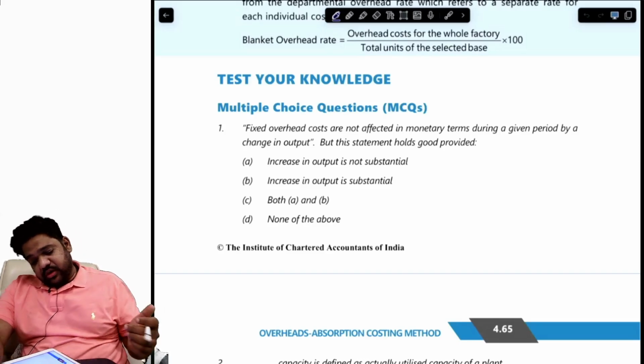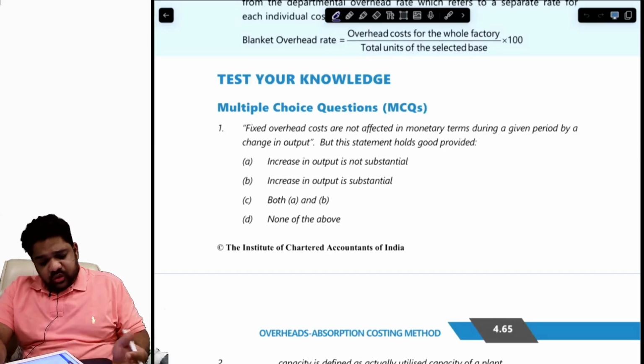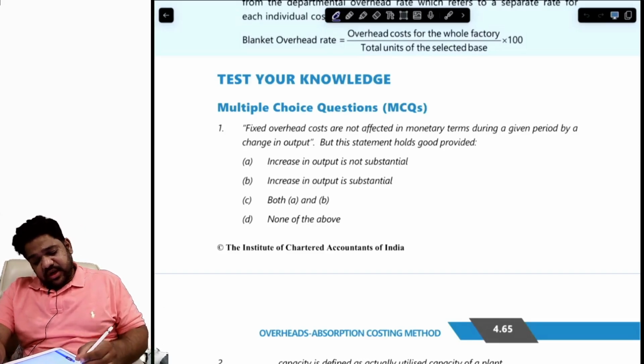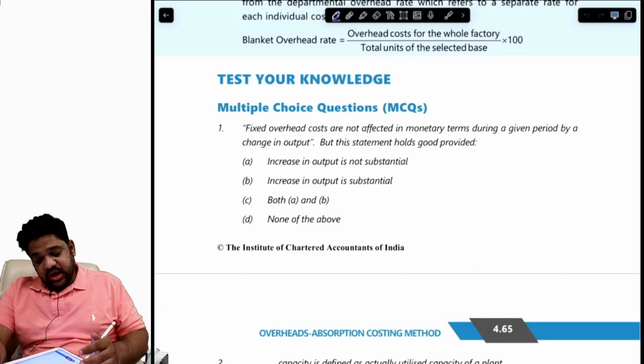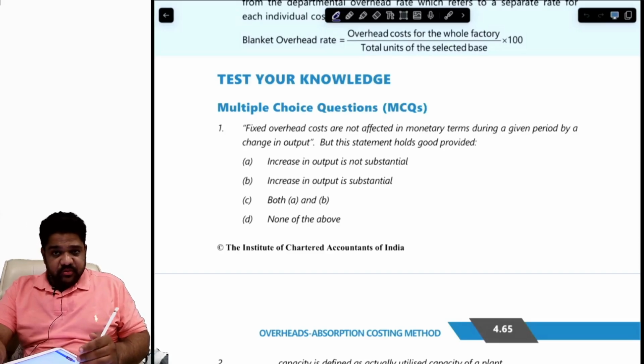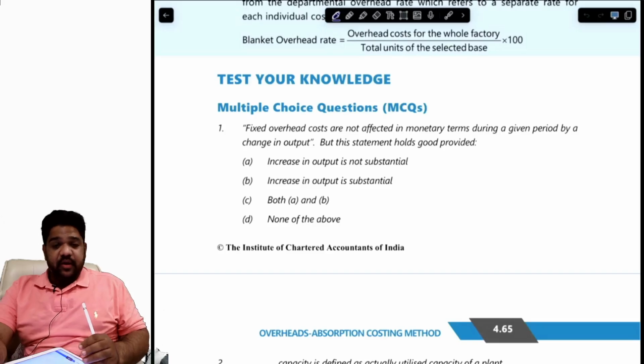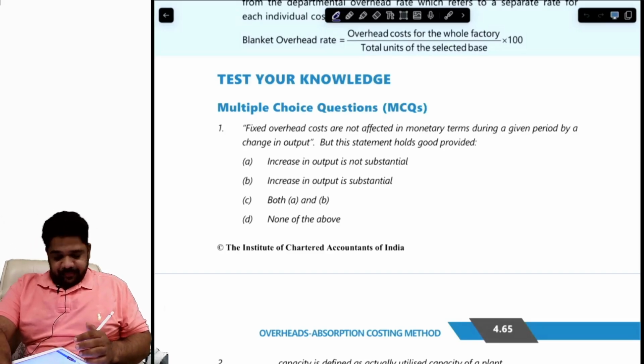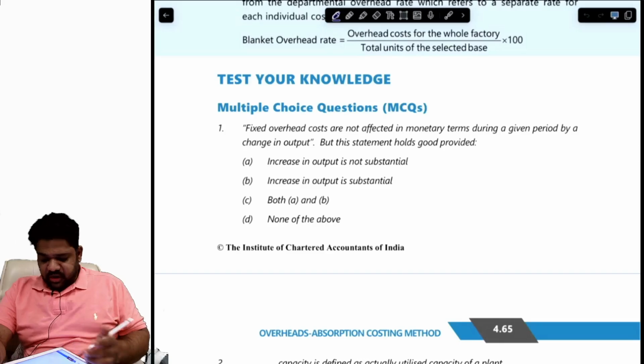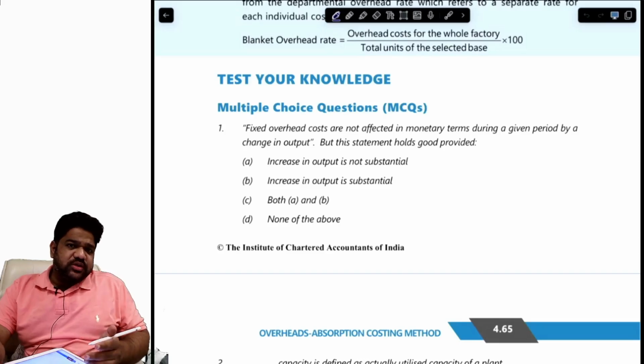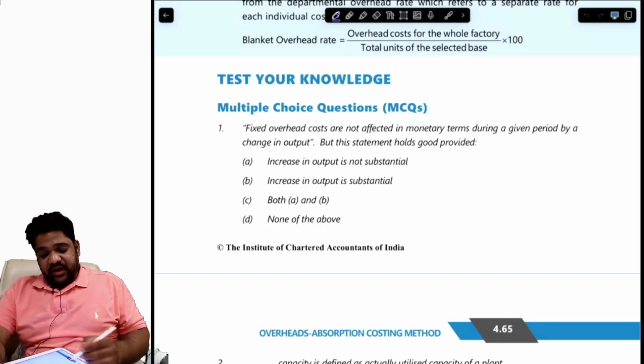The first one says fixed overhead costs, basically fixed costs, are not affected in monetary terms during a given period by a change in output. But this statement holds good provided. So fixed costs are supposed to remain the same, right? They do not change with the change in output. And they are saying when is this true?